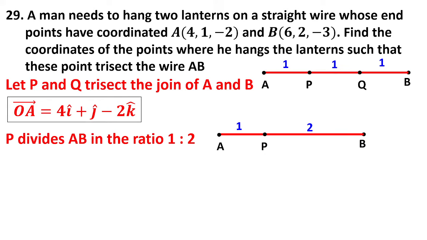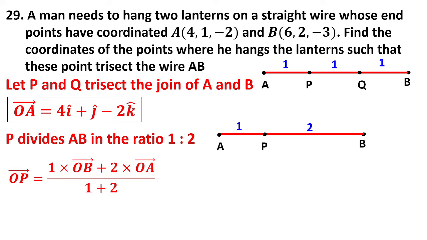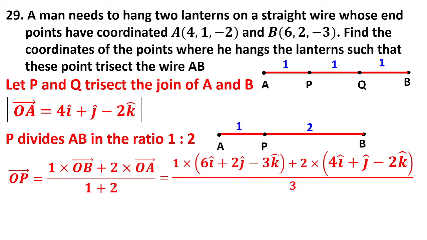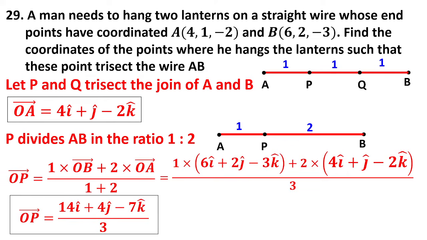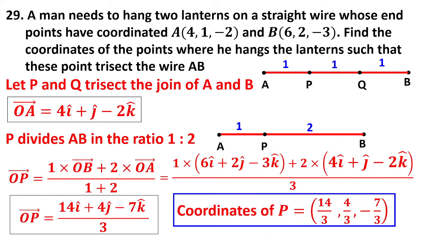But normally you know the formula. This is the formula by making use of vector algebra. I am making use of it. I am substituting the OB and OA, and I am getting it like this. OP is like this, and all of you know from this position vector of P, you can get its coordinates 14/3, 4/3 and -7/3.